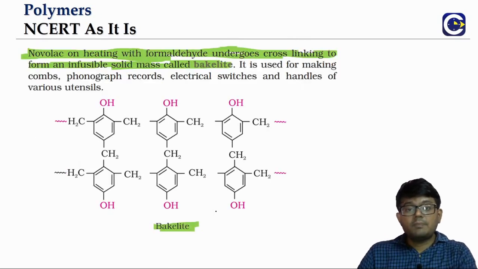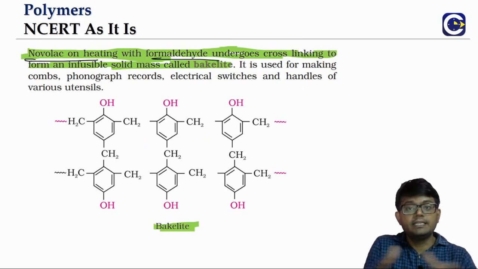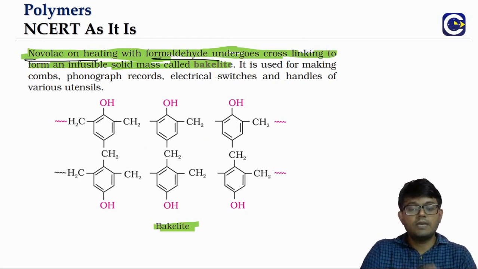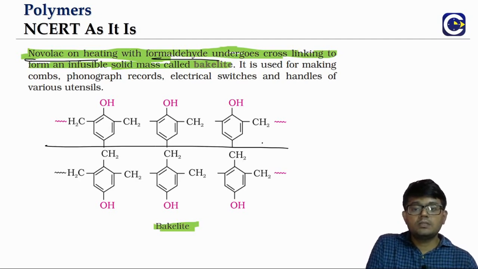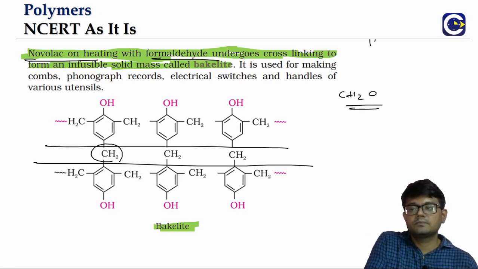And also it can be obtained, see, once we have formed Novolac, if we are treating Novolac with formaldehyde and heating that mixture, we have Novolac heated with formaldehyde. Novolac is the linear polymer. So we have one more linear polymer. The formaldehyde, what is formaldehyde? We can write it as CH2O, formaldehyde.